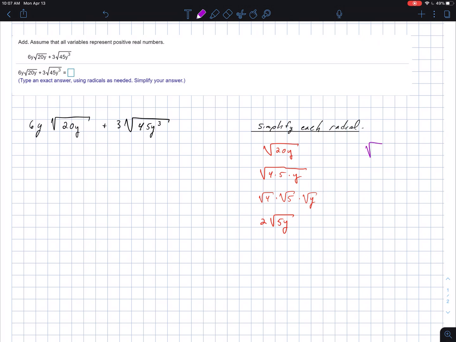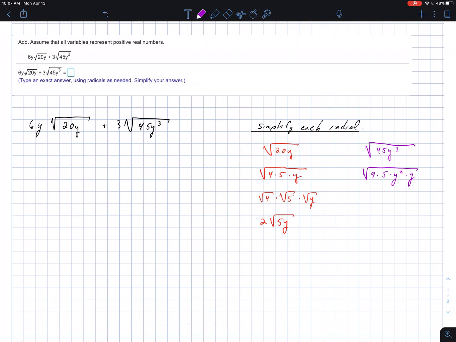So we have the square root of 45y cubed. Well, we're going to break it down into perfect squares again. So let's break it down. This is going to be 9 times 5 times y squared times y, right? I'm breaking up the two y's because I have y squared.